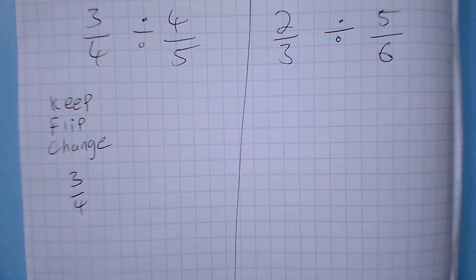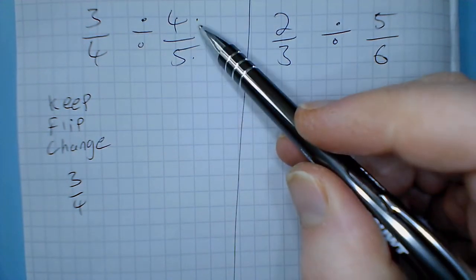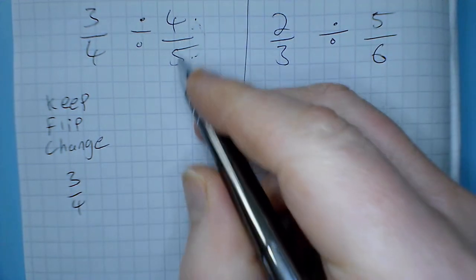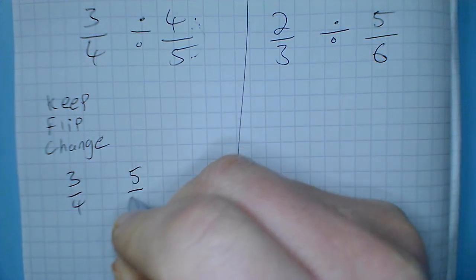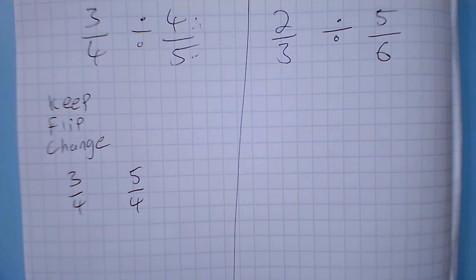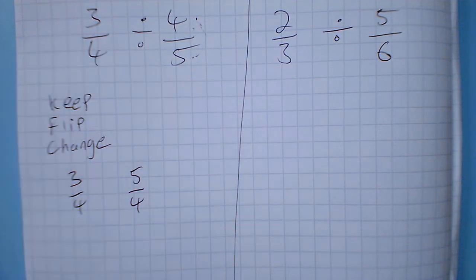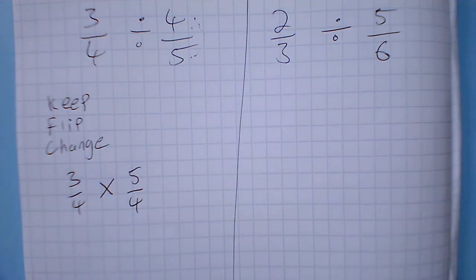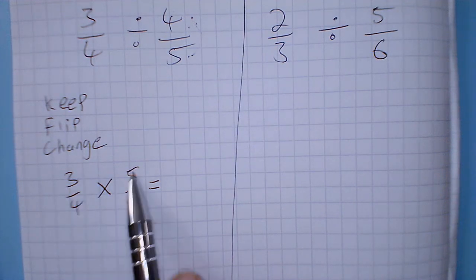The F stands for flip. And I'm referring to the second fraction here. And when I say flip, I mean flip the numbers round. So instead of 4 on the top and 5 on the bottom, I'll have 5 on the top and 4 on the bottom. Okay? And then the last one, change. Well, what I mean by that is change the divide sign into a times sign. Then, from what you did last week, you're going to do 3/4 multiplied by 5/4.